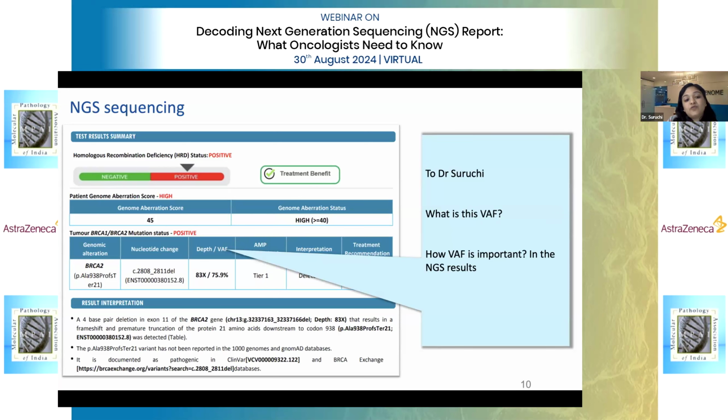If you see the C dot position here, the nucleotide change: at this position, 83X is the total depth, and 75.9% of the 83 reads contain this particular mutation or change. So that is VAF.